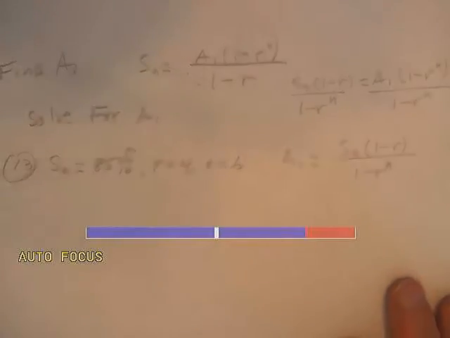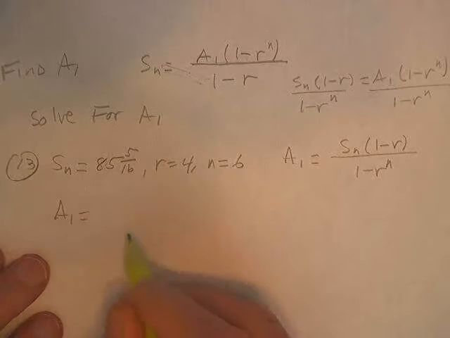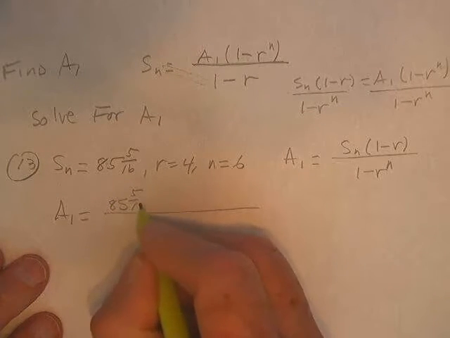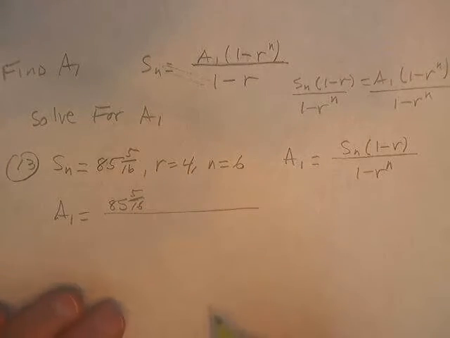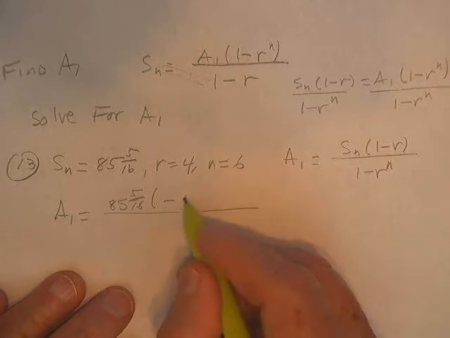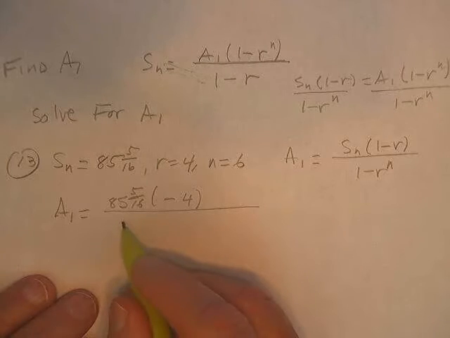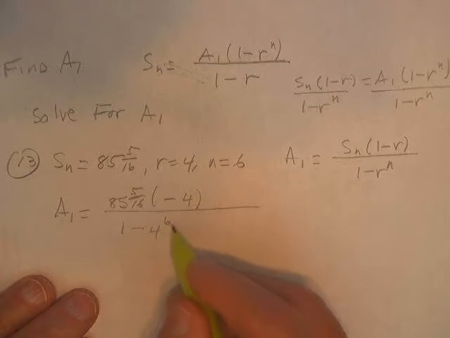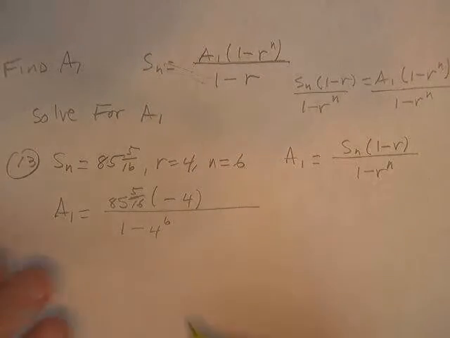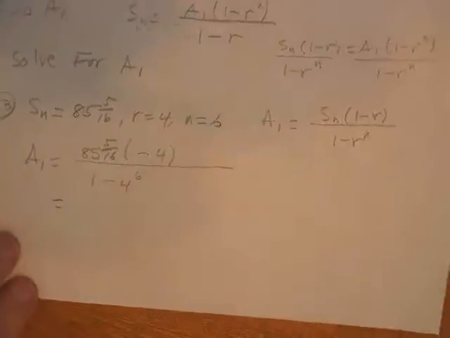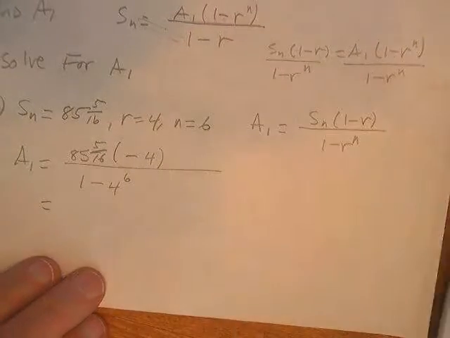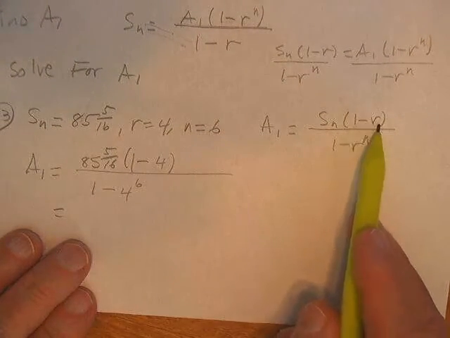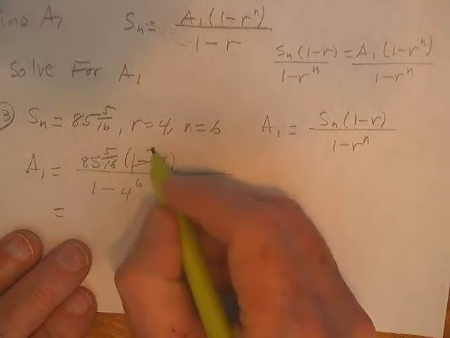And now we can just put these in because I want A1 anyway. So 8 E5 and 5/16. I'm going to do that on my calculator in a minute. I'll show you how. 1 minus 4. In the bottom I've got 1 minus 4 to the 6th power. And then all I need to do is calculate that. Well, that was supposed to be 1 minus 4. 1 minus r, okay, which is negative. This is really negative 3.